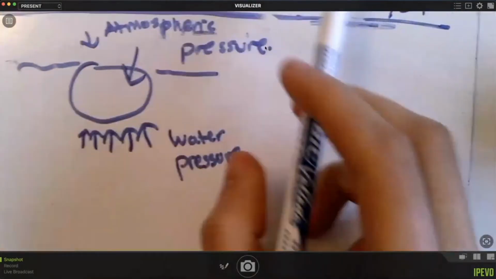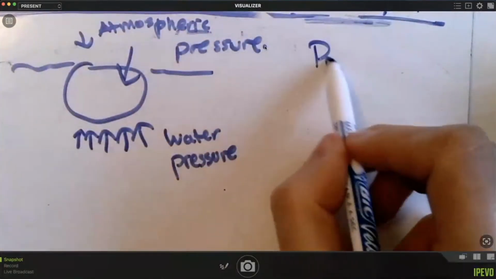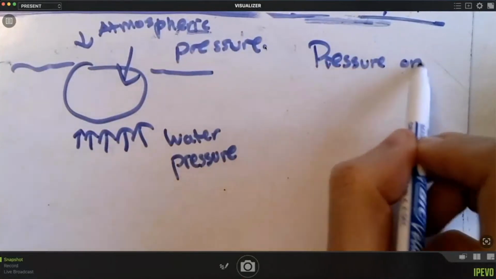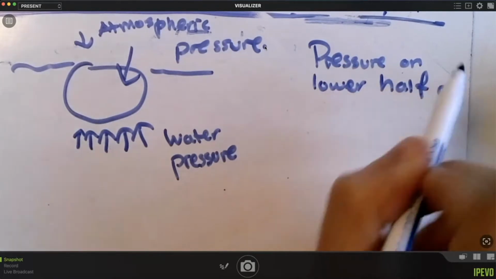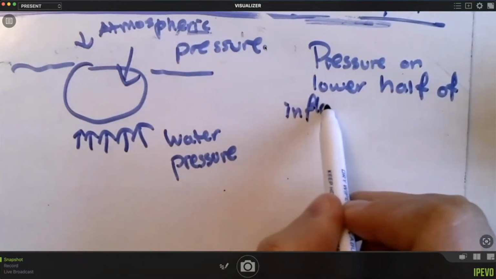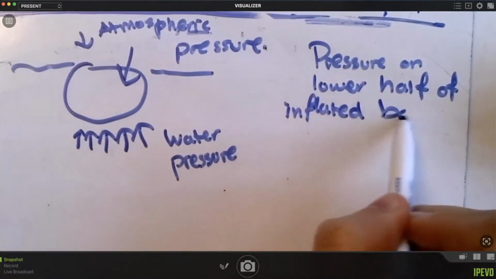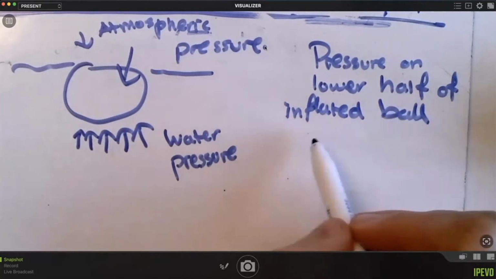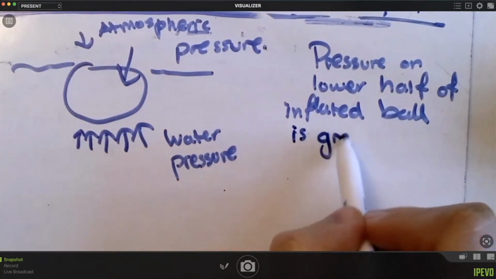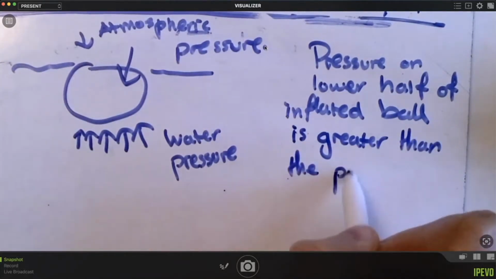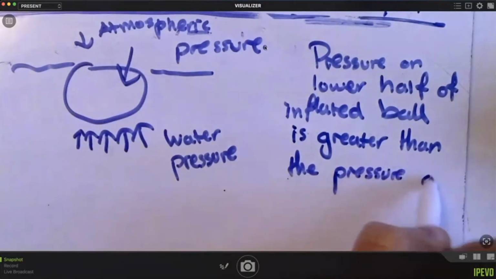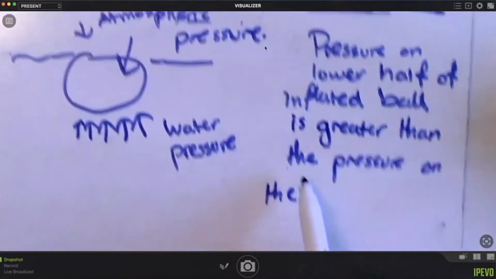So first point I'm going to say, pressure on the lower half of the inflated ball, okay, is greater than the pressure on the top half.